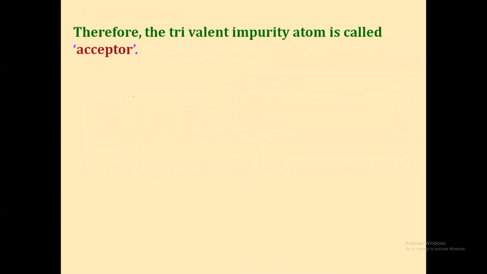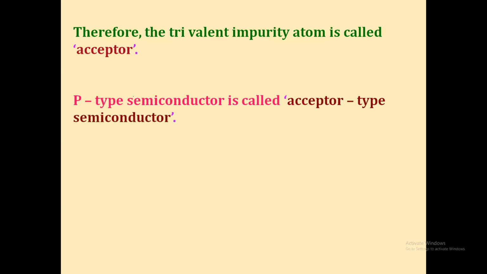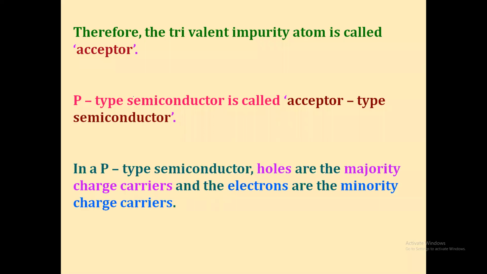Therefore, the trivalent impurity atom is called an acceptor. Why is it called an acceptor? Because trivalent impurity will create holes in the crystal structure, and the hole has a tendency to accept an electron. That's why it is called an acceptor. You can comparatively study: the pentavalent impurity is called a donor because it donates an electron. Trivalent impurity is called an acceptor. So the p-type semiconductor is called an acceptor type semiconductor. And again, the charge of a p-type semiconductor is electrically neutral.